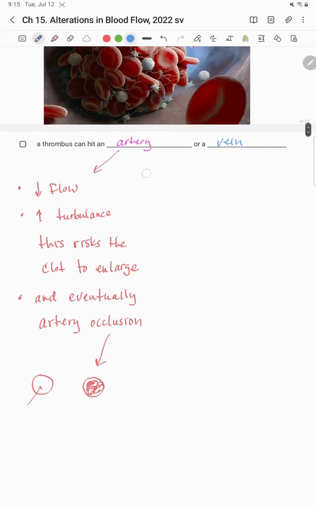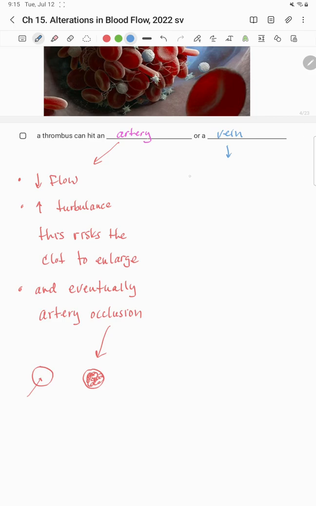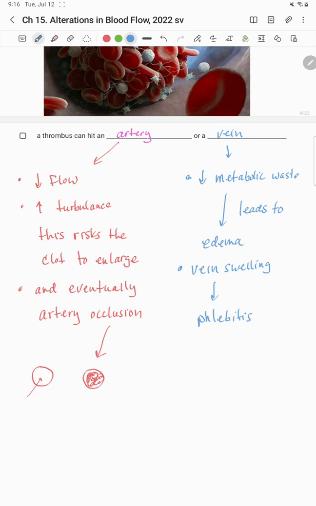In the vein side, it would cause a decrease in metabolic waste removal, and this leads to edema. You can get vein swelling, which is called phlebitis. And then you can get a thromboemboli. An example is a DVT, or deep vein thrombosis.